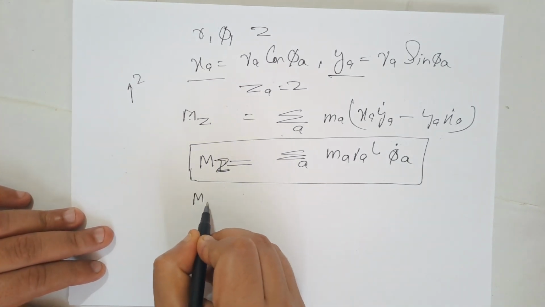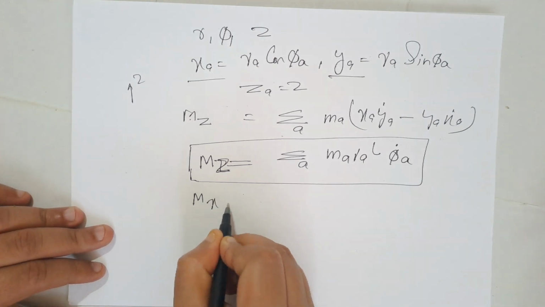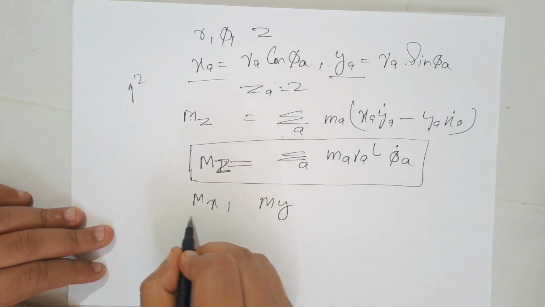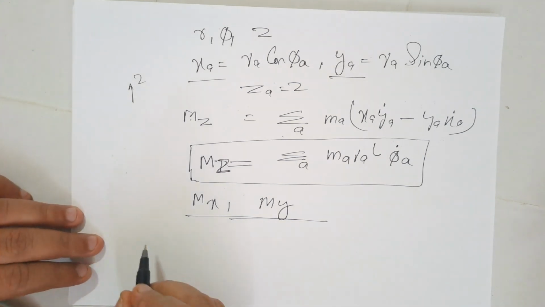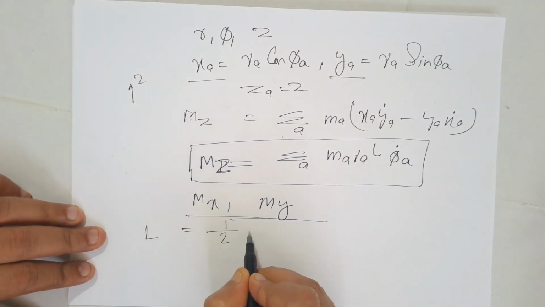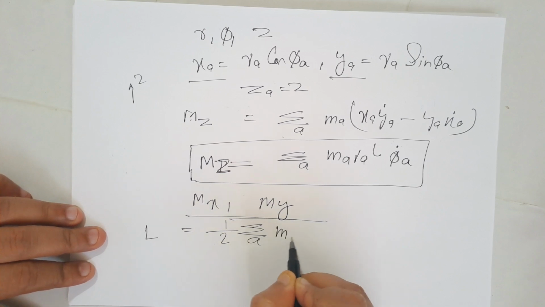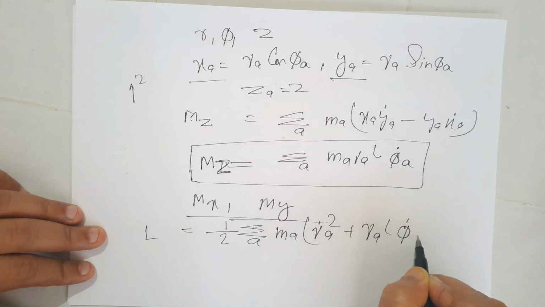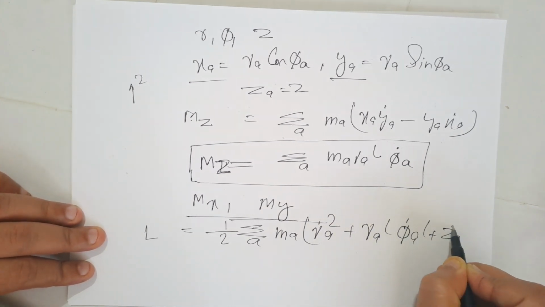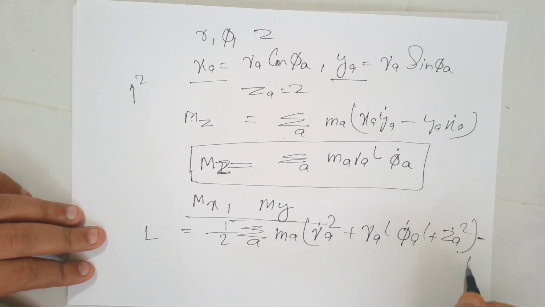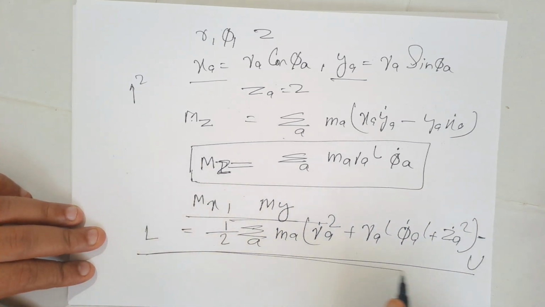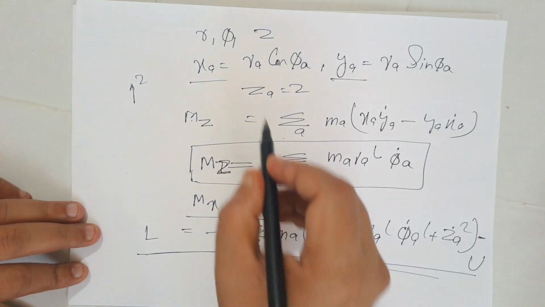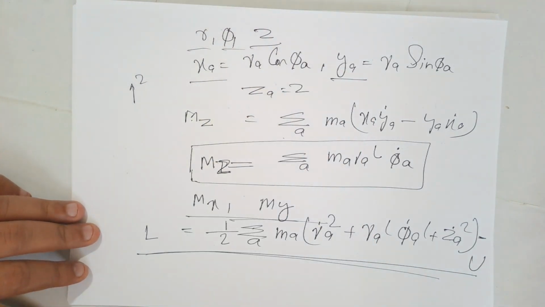In the same way we can calculate along the x and y directions, and the Lagrangian will become half the sum of m_a times r dot squared plus r squared phi dot a squared plus z dot a squared, minus U. This is the Lagrangian in terms of r, phi, z, in cylindrical coordinates.